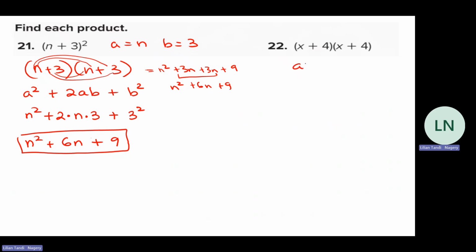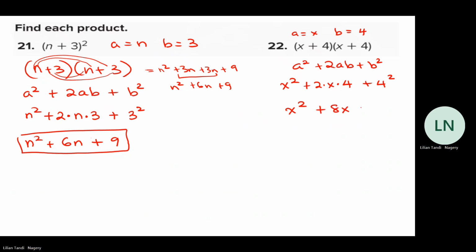So the formula here will be a squared plus 2ab plus b squared. A is x, b is 4. So x squared plus 2 times x times 4 plus 4 squared, which becomes x squared plus 8x plus 16. You can check with distributive property or FOIL.